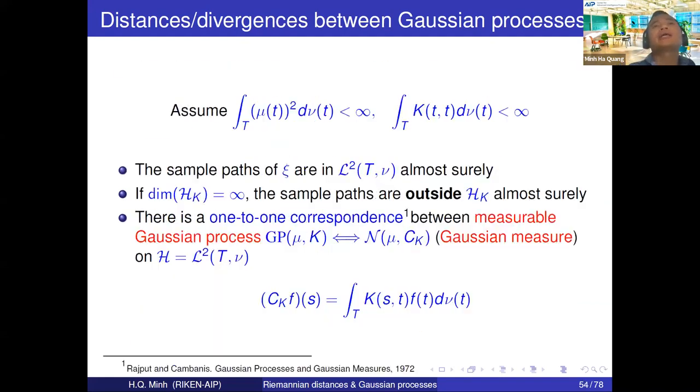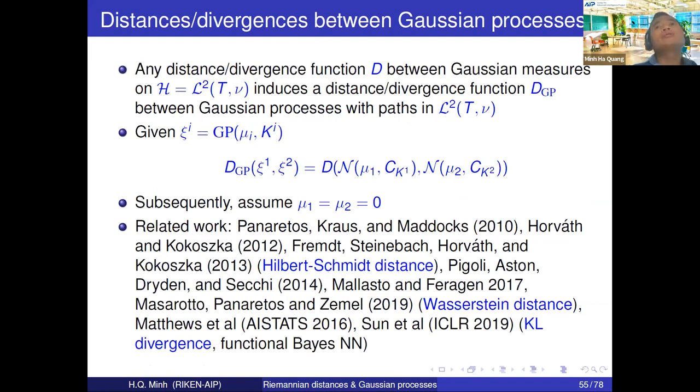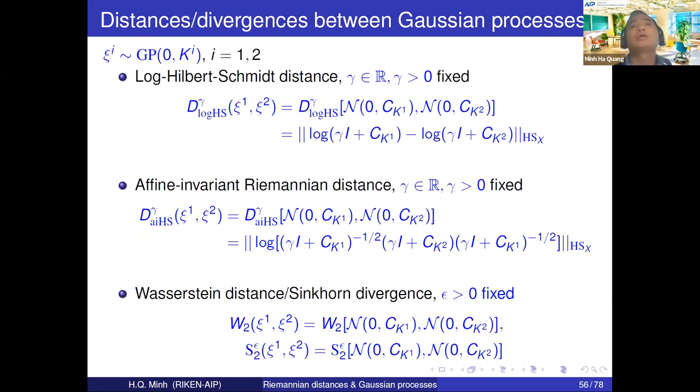So now we can think about the Gaussian process as being sampled from these Gaussian measures on L2(dν). We sample the function based on this Gaussian measure on L2. And so now with this correspondence, we can define a distance or divergence between the Gaussian processes as the distance or divergence between their corresponding Gaussian measures. There hasn't been a lot of work actually studying the distance or divergence between Gaussian processes. So let's consider the case when μ1 and μ2 are equal to zero. Then we just have the distance or divergence between zero mean Gaussian processes, or zero mean Gaussian measures.